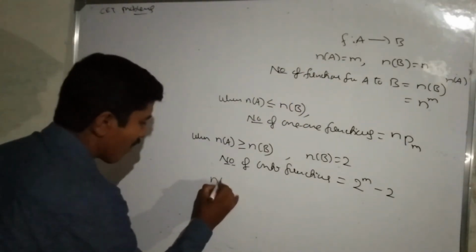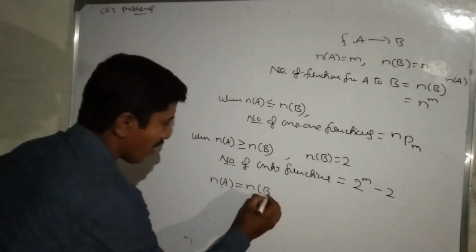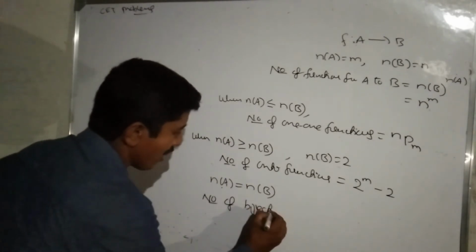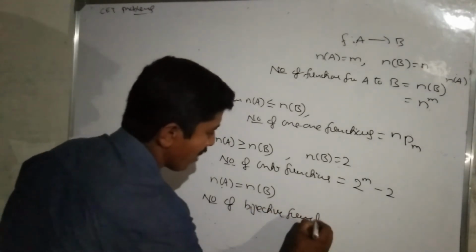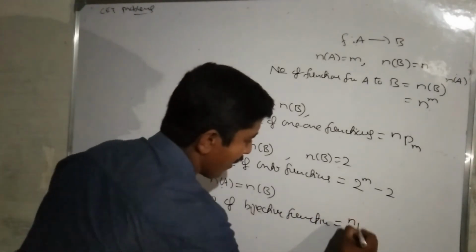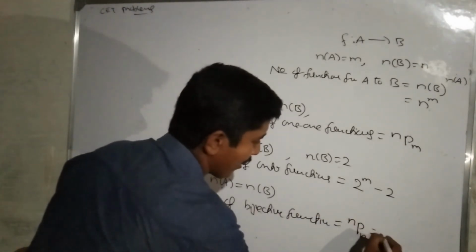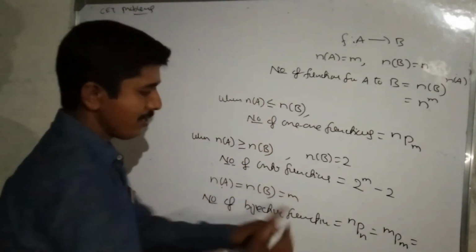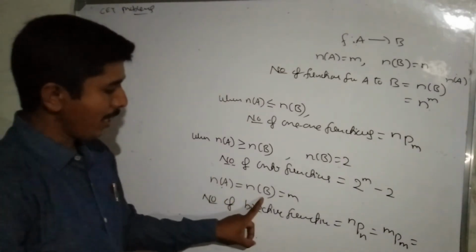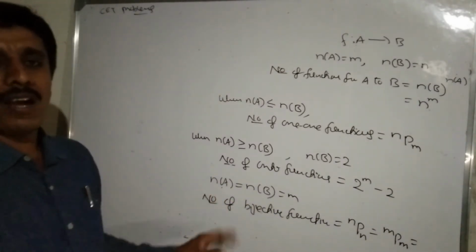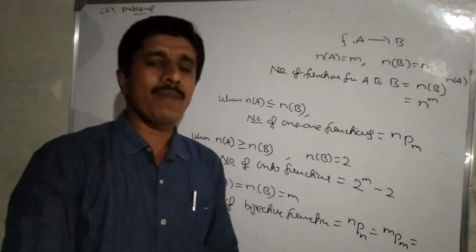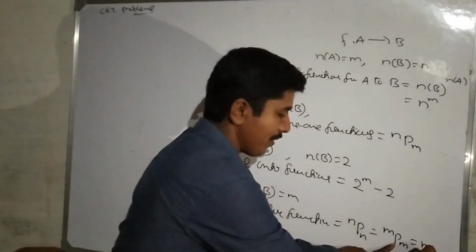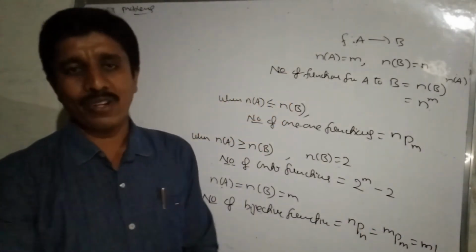Next, when the number of elements of the domain is equal to the number of elements of the codomain, then the number of bijective functions from set A to set B is nPn, or you can take mPm. n of A equal to n of B equal to m means mPm. That means the number of elements of the domain is equal to the number of elements of the codomain. Then the number of bijective functions can be taken as m factorial, or you can take n factorial.